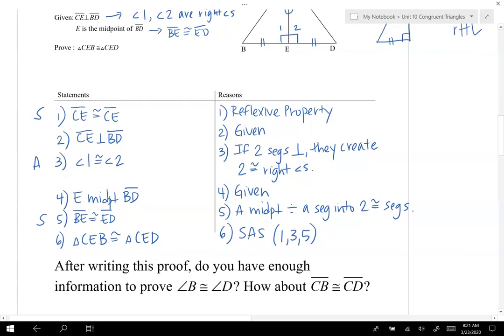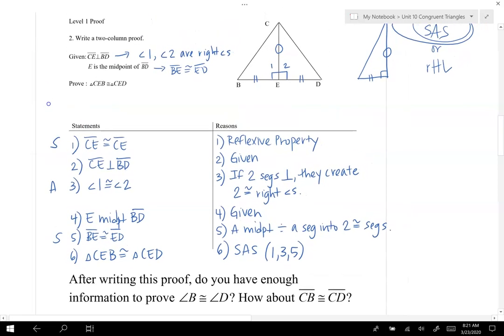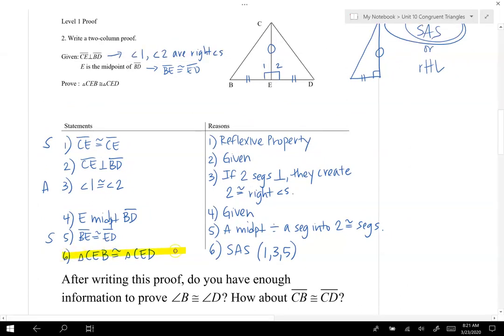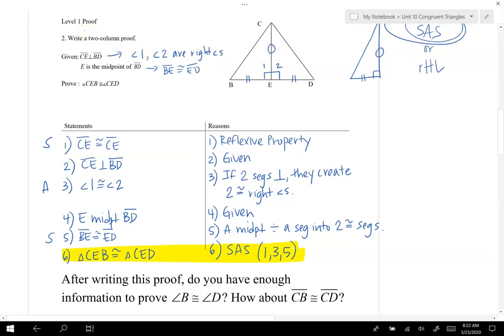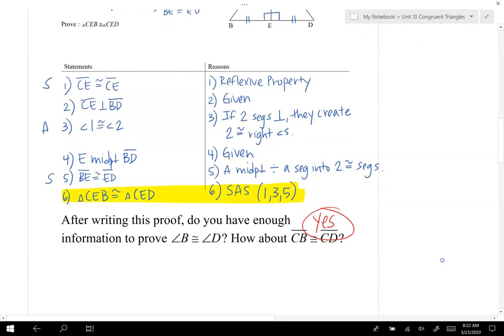So if you preview here, after writing this proof, do you have enough information to prove that angle B is congruent to angle D, or segment CB is congruent to segment CD? And I want you to really think about that, because now at this point, after you've proven these triangles are congruent, by definition of congruent figures, you can show any other set of corresponding sides or angles congruent. So yes, of course. The answer is going to be yes. All right? By CPCTC. So it just means if you have two triangles congruent, you can show any other corresponding sets of angles or sides congruent. That's pretty awesome.